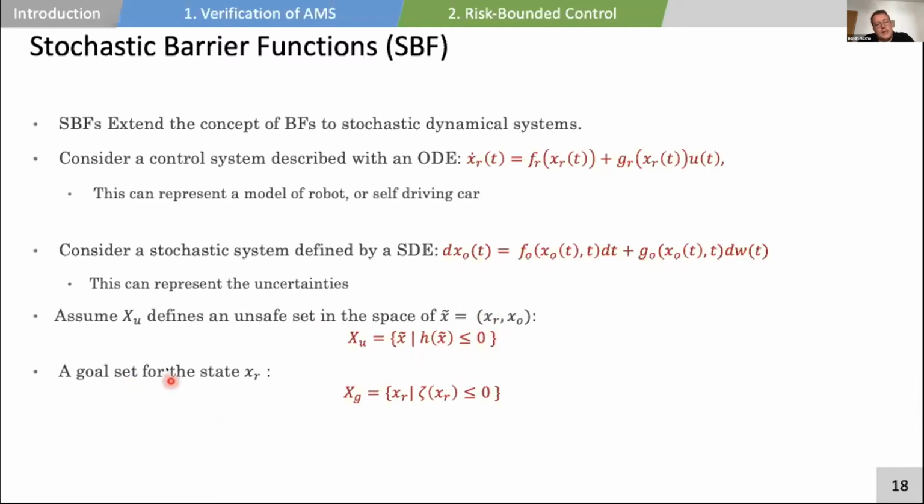And we set a goal set for the state x_r, which is essentially a set of points representing the goals of the robot, which is psi of x_r less than or equal to 0.